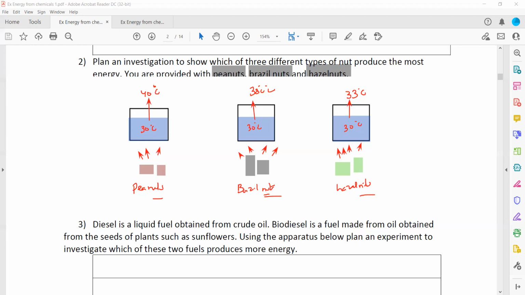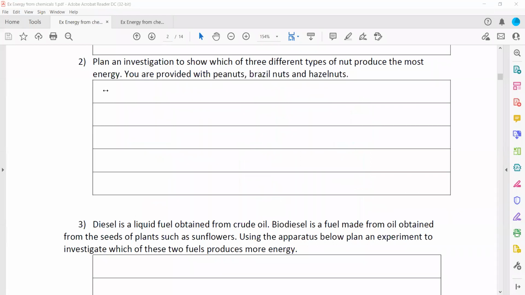Any question or doubt in the experimental setup? So the same experimental setup that we discussed will be the explanation. We will take equal masses of peanuts, Brazil nuts, and hazelnut. So we take equal masses of the three types of nuts.